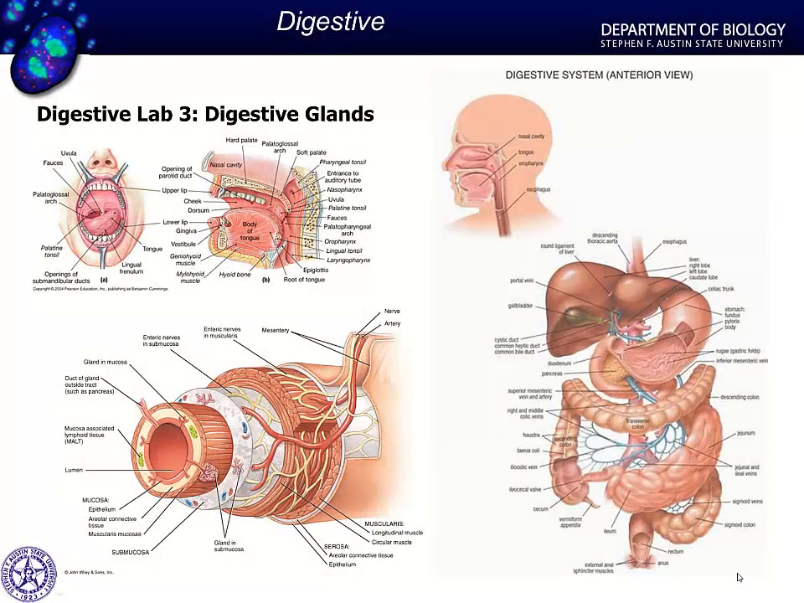Welcome to our third and final lab podcast on the digestive system. And in this session, we are going to look at the accessory digestive glands.